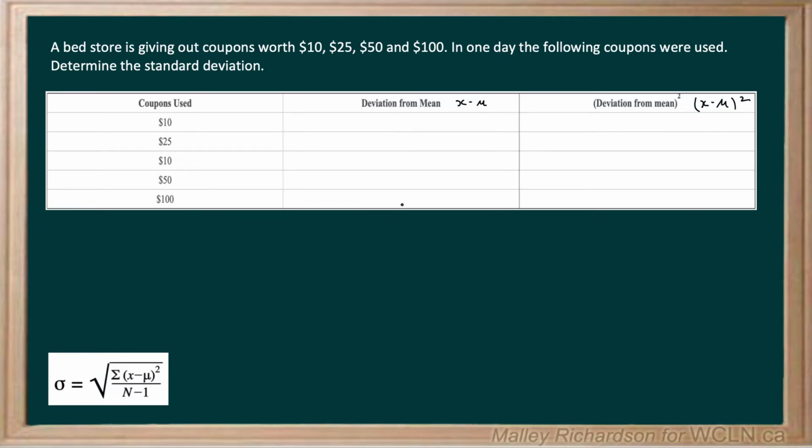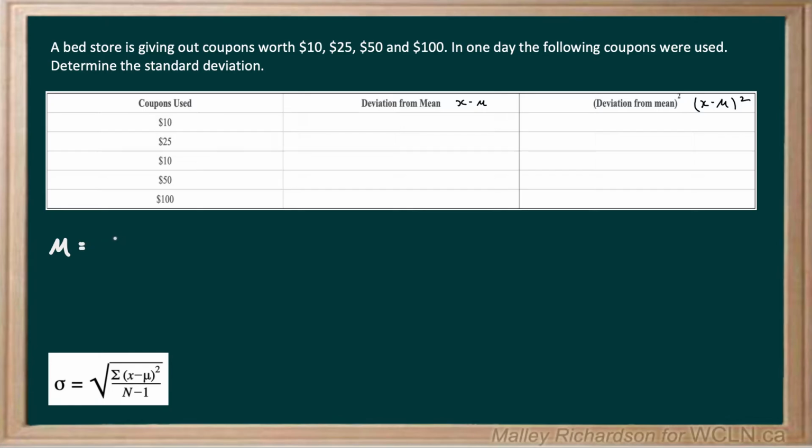Now to find the standard deviation, we want to use the equation below, which is the square root of the sum of values minus the mean all squared divided by the number of values minus 1. So our first step in solving this problem is to find the mean of this data. Remember, the mean is the sum of all coupons divided by the total number of coupons.